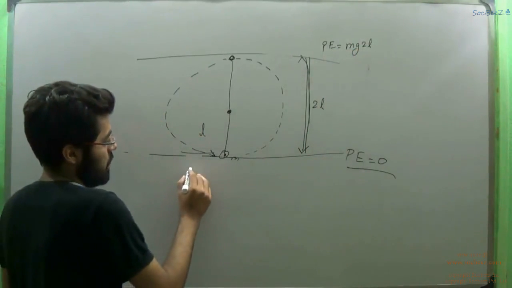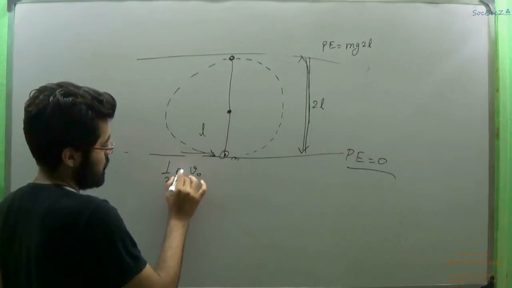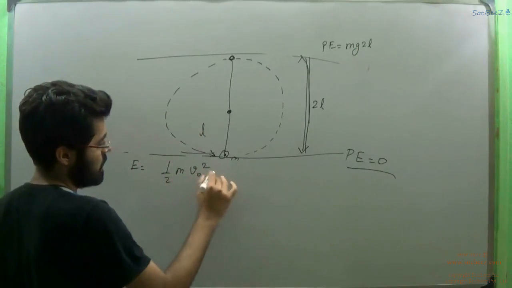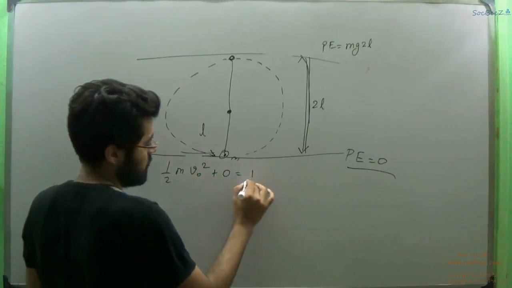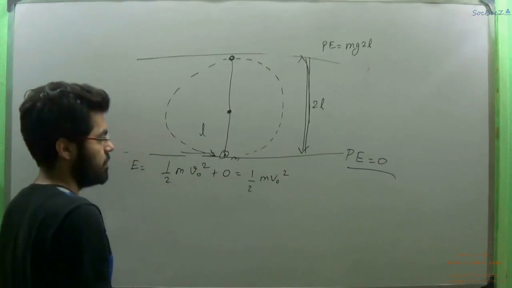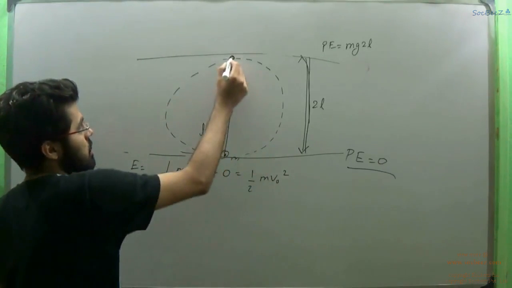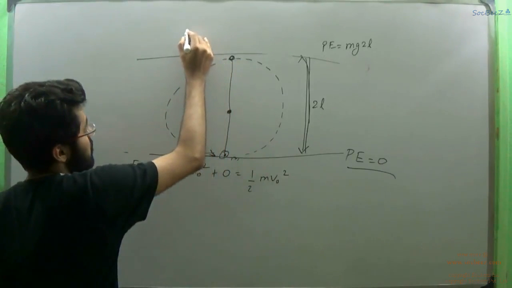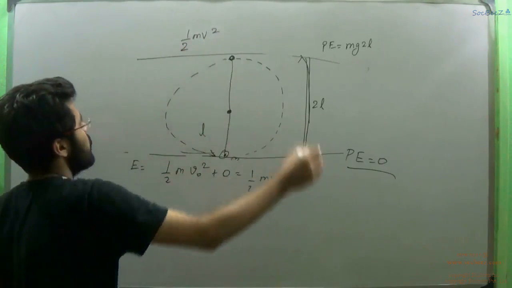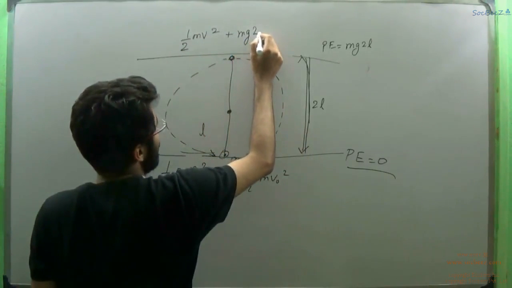Suppose we impart a velocity v naught to the ball. So what will be the initial kinetic energy? Half m v naught square. So total energy would be half m v naught square plus 0, just half m v naught square. Now when it reaches the topmost point, it can have a velocity v. So it will have some kinetic energy half m v square plus potential energy mg 2L.